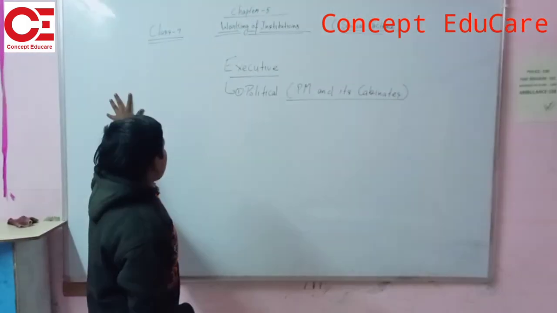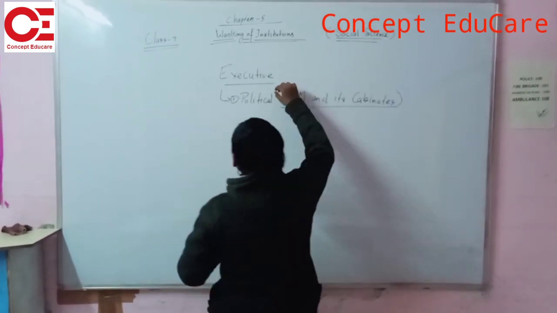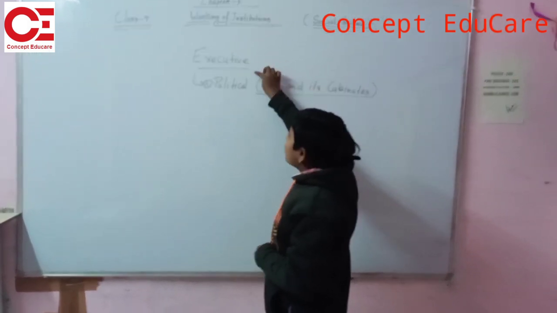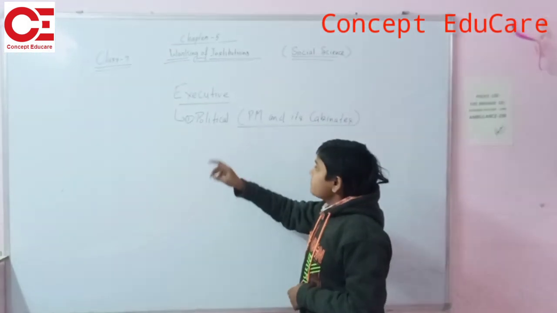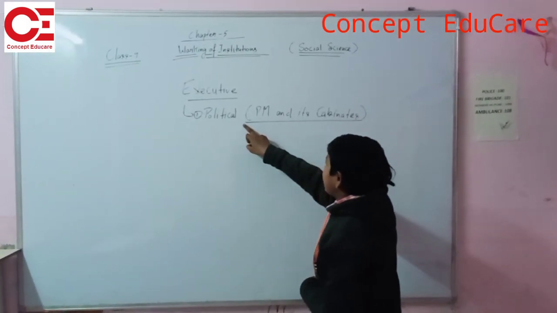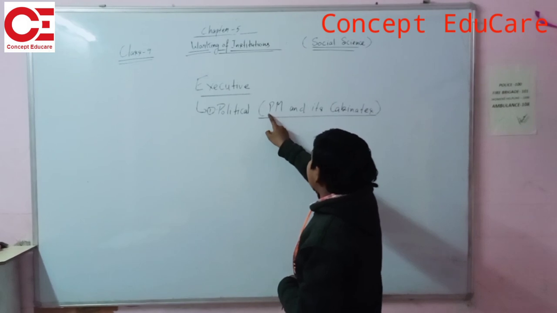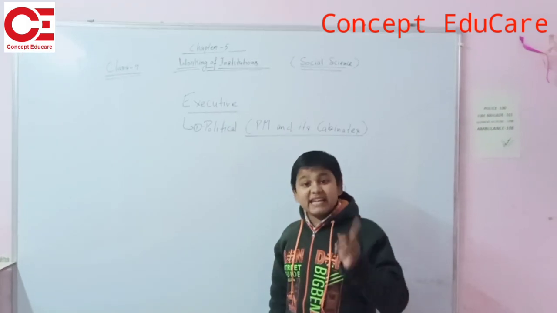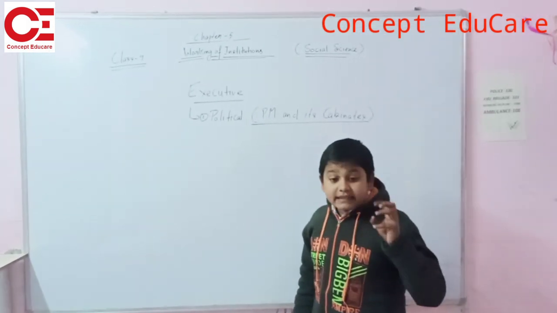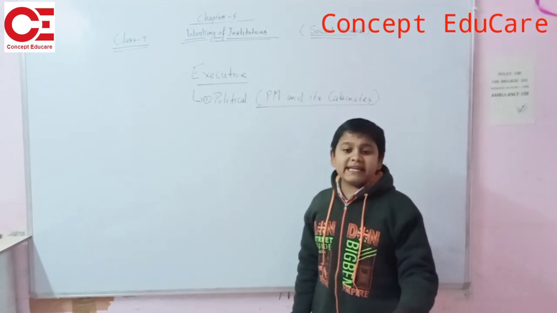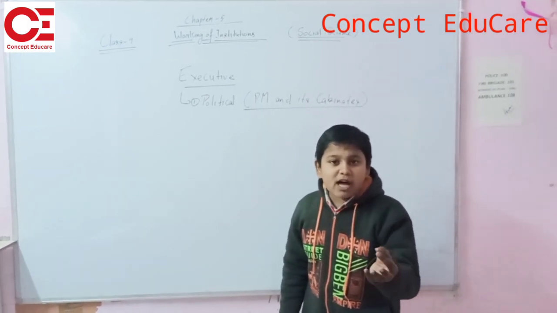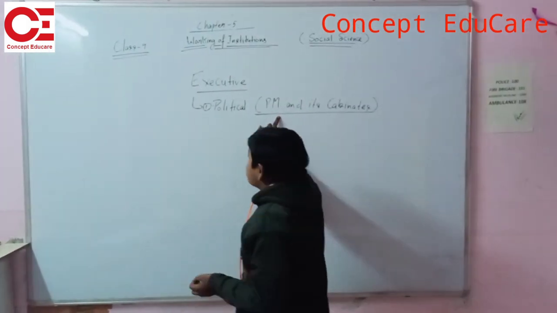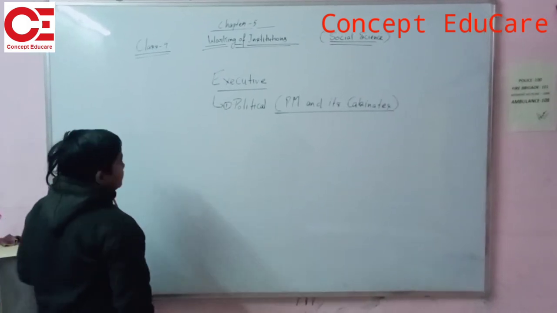When the bill is passed by the legislature, it comes to the executive. Executive means who executes the bill and implements the bill. It has two categories. First is the political executive. The political executive is the PM and the cabinet ministers. They see the bill and execute the bill. They see if there are any faults or small faults in the bill. Then they can also reject the bill and give it back to the legislature.